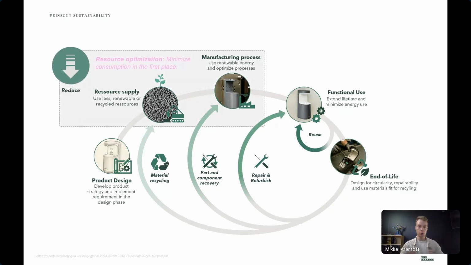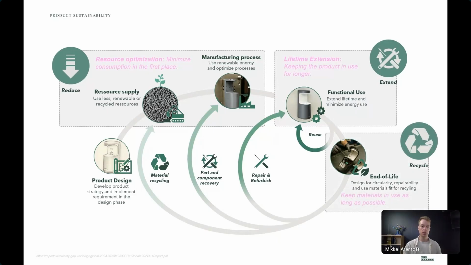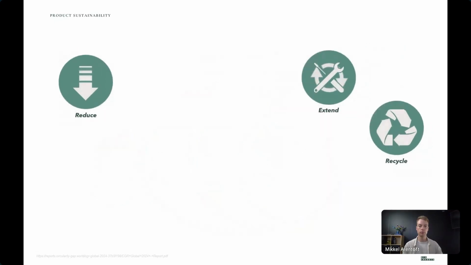The strategy to reduce is focused on minimizing impacts throughout the entire life cycle of the product, providing the same service but with less resources. This is often focused on the materials and the production phases. The reuse strategy, or as I presented here, the extend strategy, is about extending the life cycle. It's about keeping the product and its parts in use for as long as possible. And the recycle strategy is focused on keeping the materials in use by using them in new products.